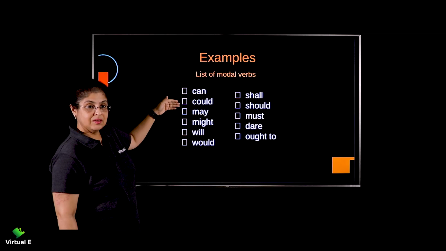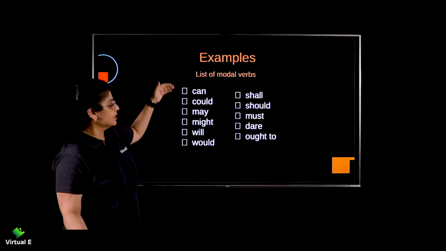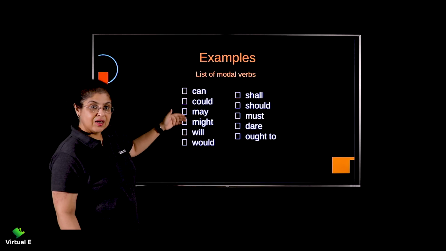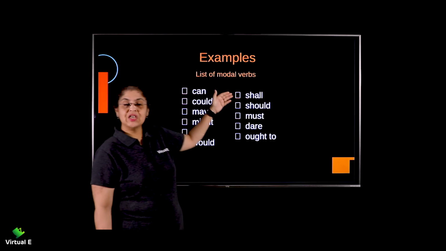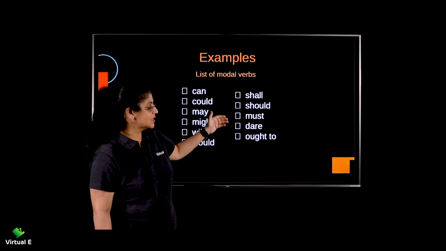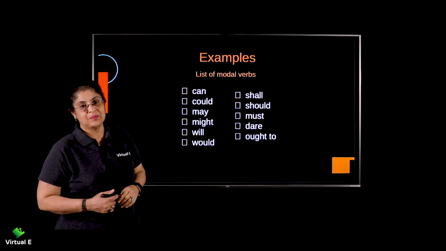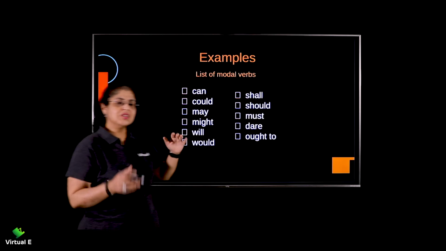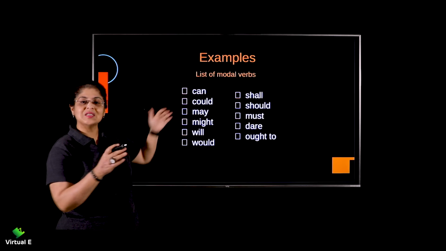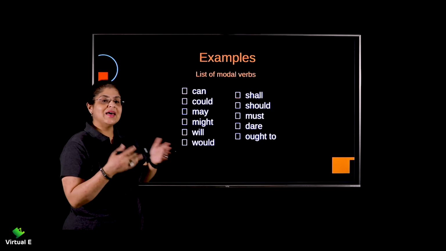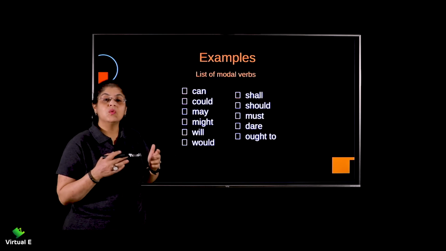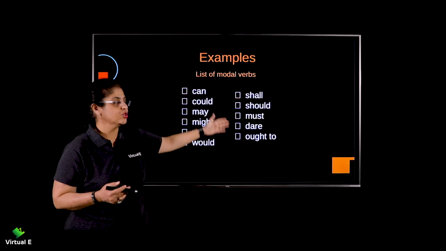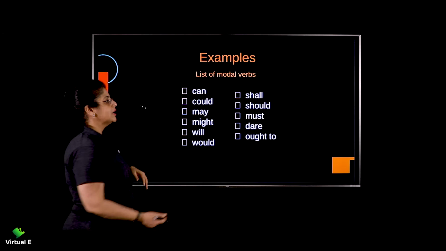Can, could. A very easy way to remember: can present, could past. May, might, will, would, shall, should, must, dare, and ought to. Now, quite often we tend to forget which are they. So it's a very nice way to remember this: just make it into pairs. Can, could; may, might; will, would; shall, should; must, dare, ought to. You have another 3 which you need to really know.